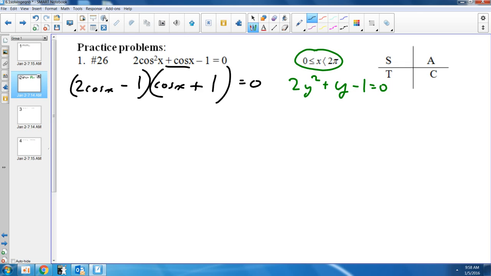It's called the zero product property. You always want 0 to be on the right-hand side. So I'm just going to write that down. 2 cosine x minus 1 equals 0, and cosine x plus 1 equals 0. Solve each of those for cosine x. Again, be very careful not to get careless when you go ahead and solve those.